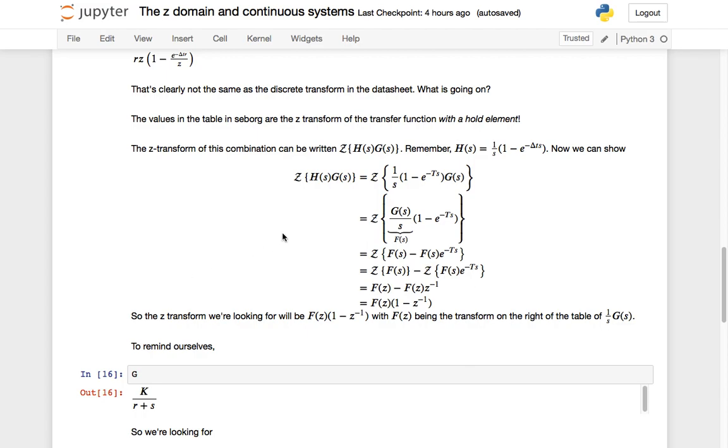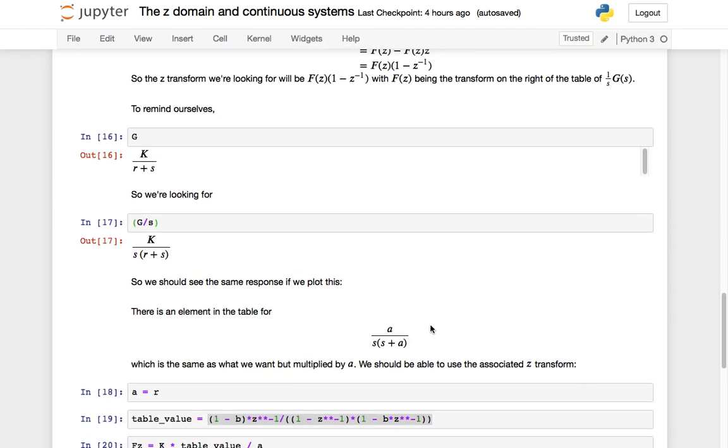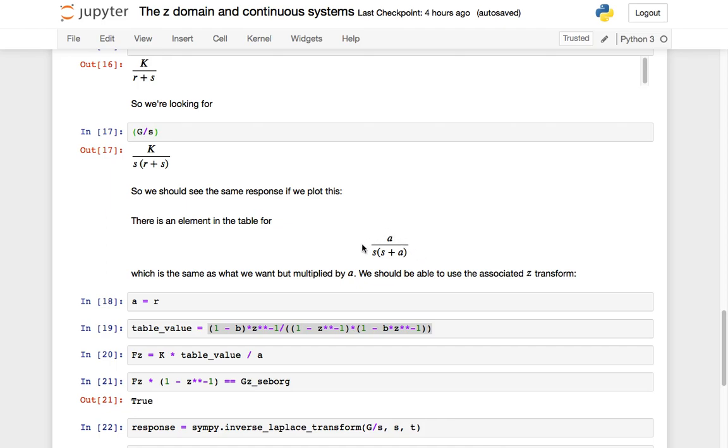These values are the Z transform of the transfer function with a hold element. And so we would write that Z of H times G. And after some manipulation, we find that what we're really trying to do, if we're trying to replicate those table values, is to look up in the datasheet table the corresponding Z transform of 1 over S times G of S. And if we follow along that logic, the element that corresponds in form to G over S in the datasheet table is this A over S times S plus A.